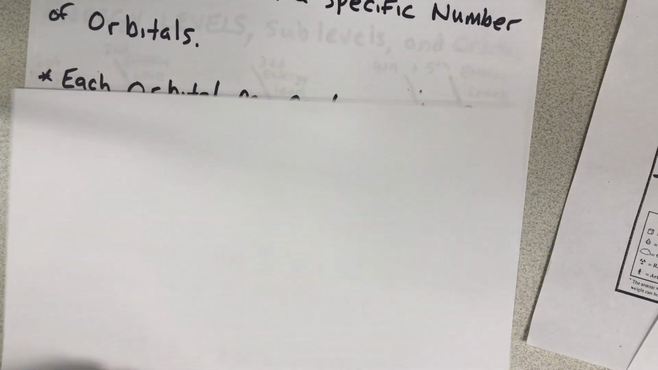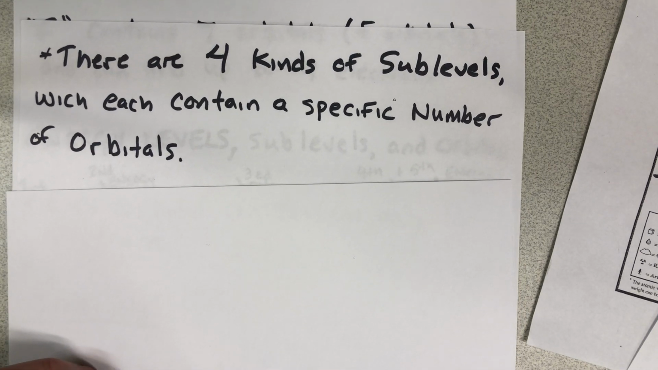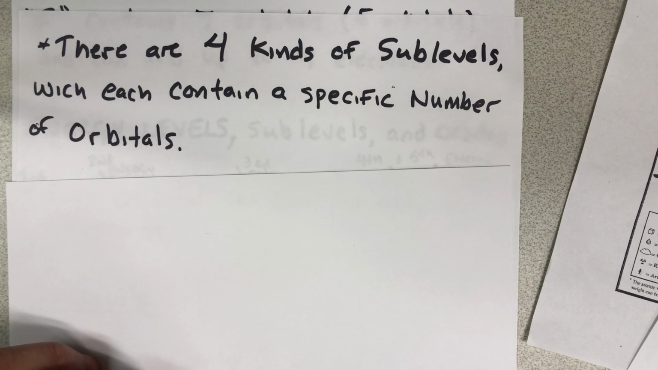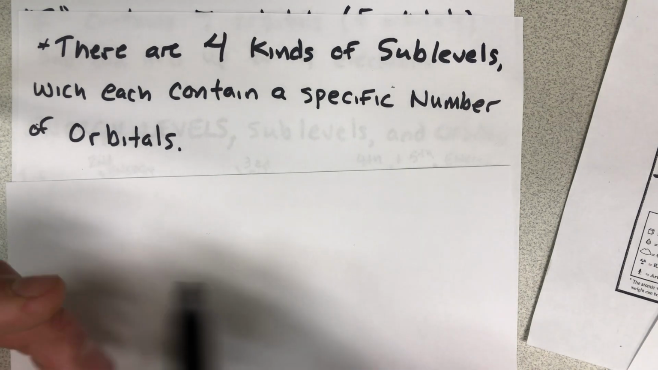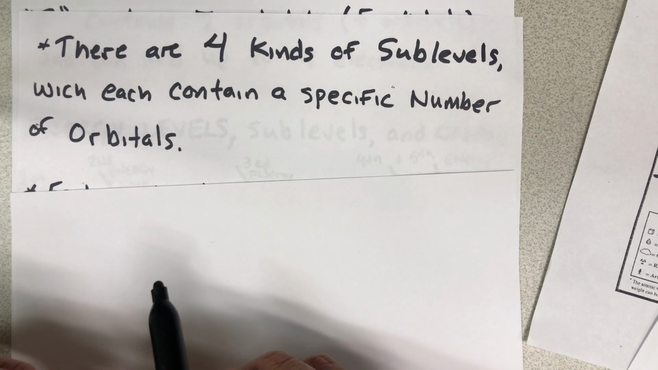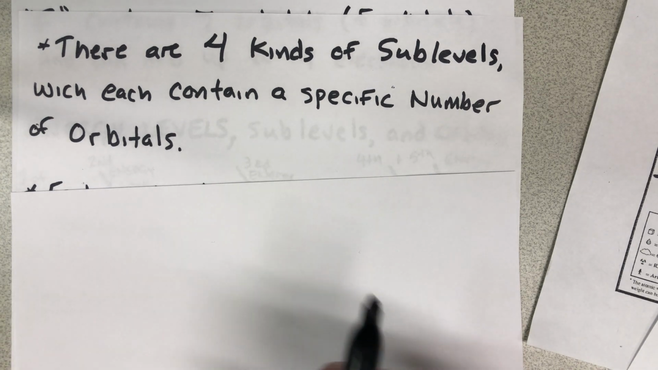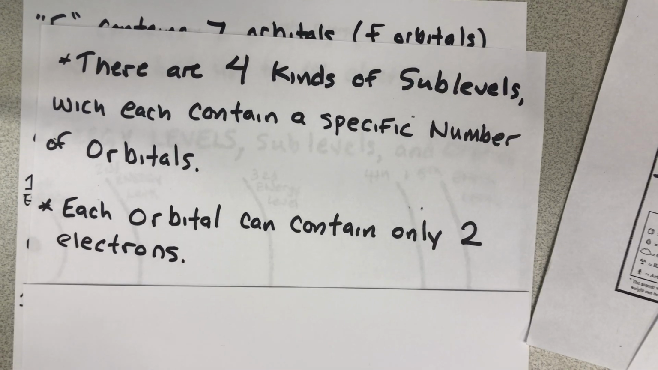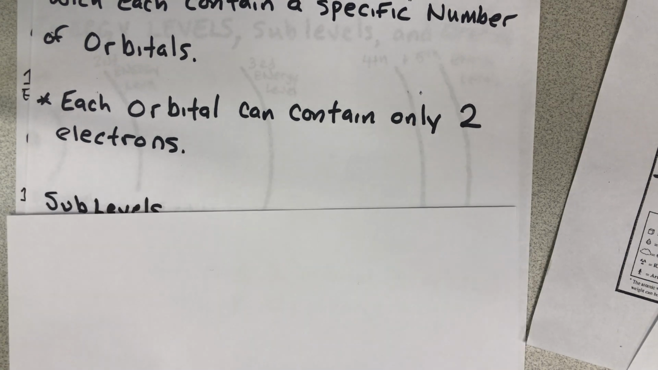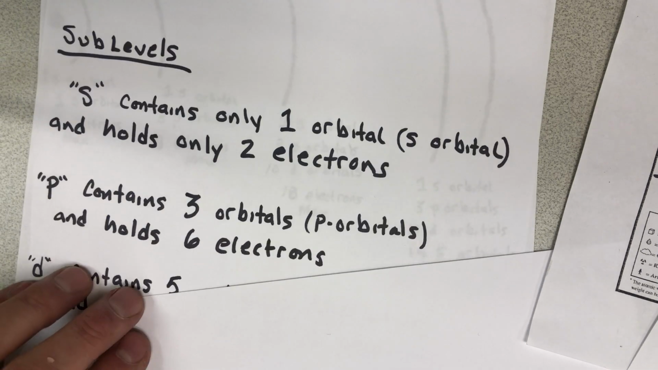So in our four types of sublevels, there is a specific number of orbitals that can be contained within a sublevel. An orbital is a three-dimensional space around the nucleus where an electron can be within that level. Each orbital can only contain 2 electrons, and that part's tough. Okay, so let's talk about the sublevels here.